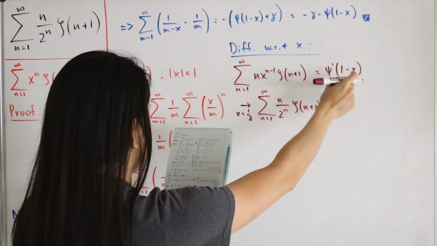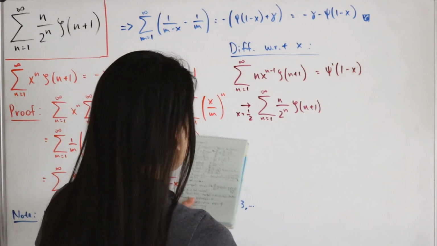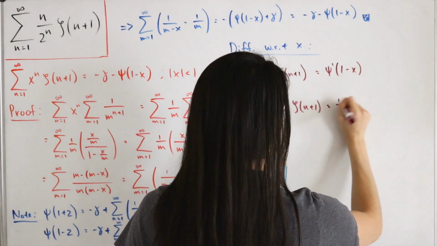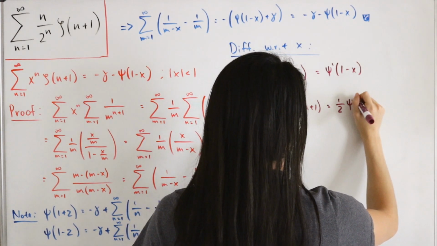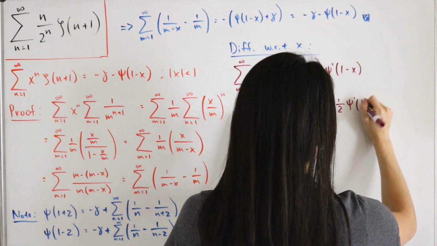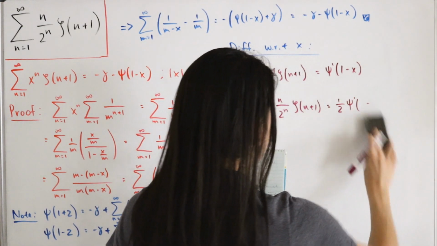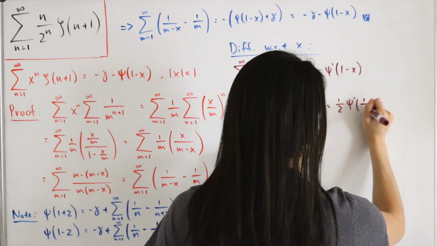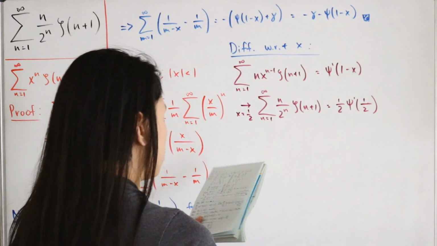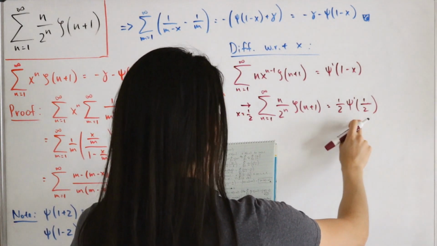So what I can do is just put that on the other side. So that yields us with 1/2 multiplied by the derivative of the digamma at 1 minus x, or rather 1 minus 1/2 in other words. So that means just 1/2 over here.